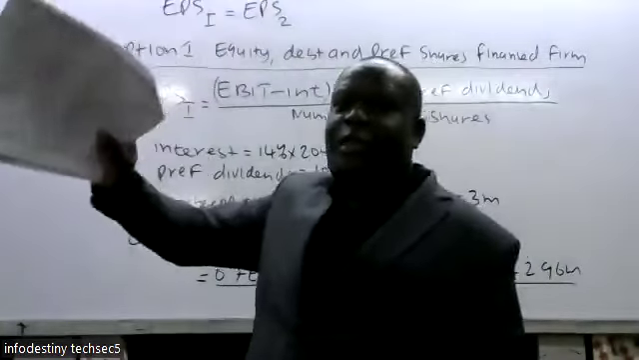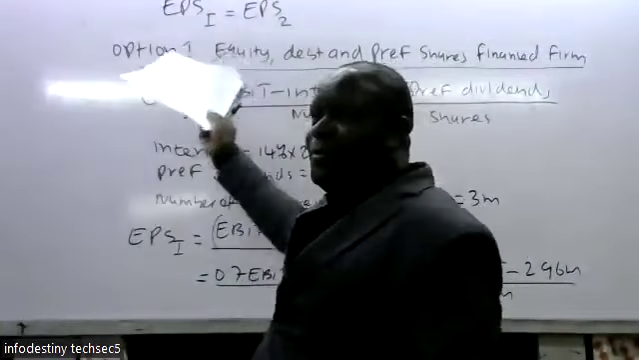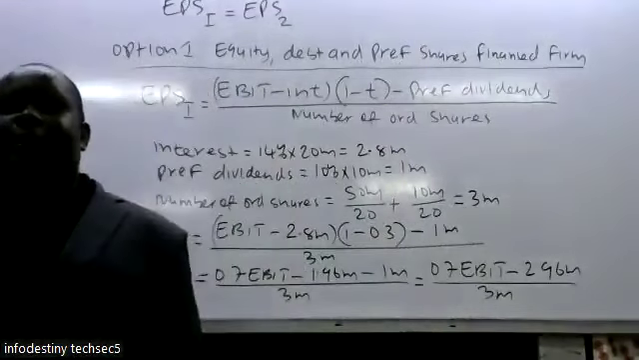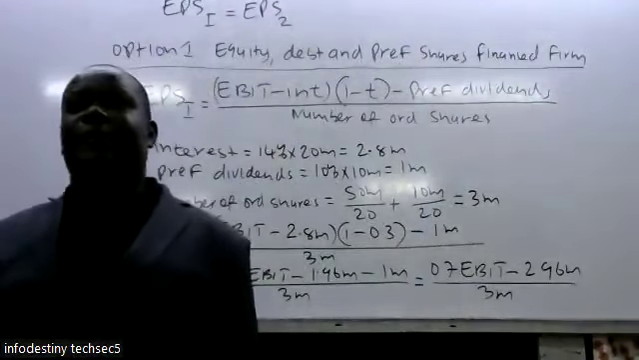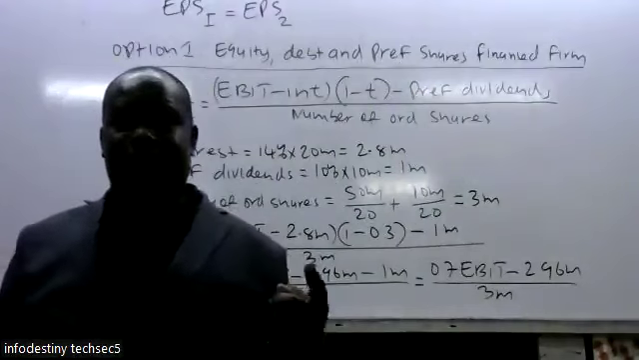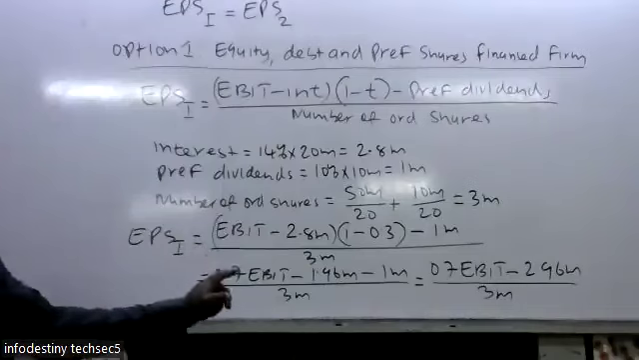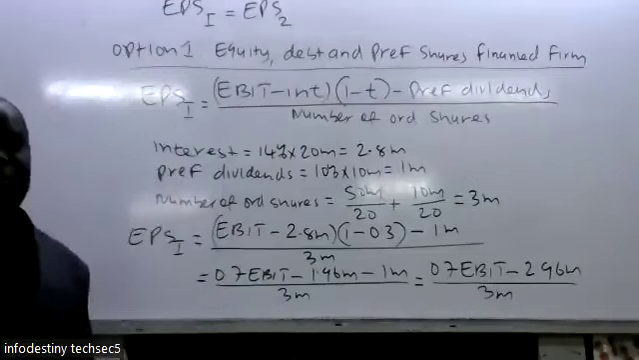So you also get the one for option 2. Then we shall equate them, then we cross multiply. Then we make earnings before interest and tax to be the subject. Then we look for that figure. So that one we leave it like that. So let us now go to option 2.